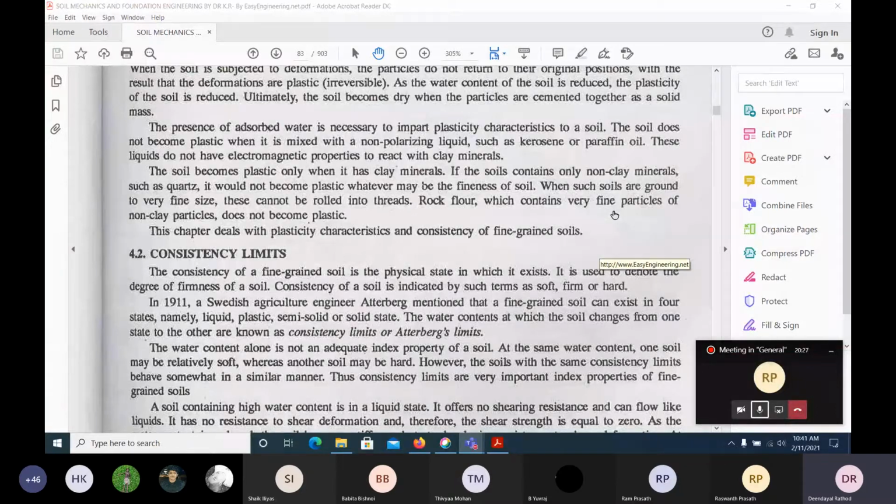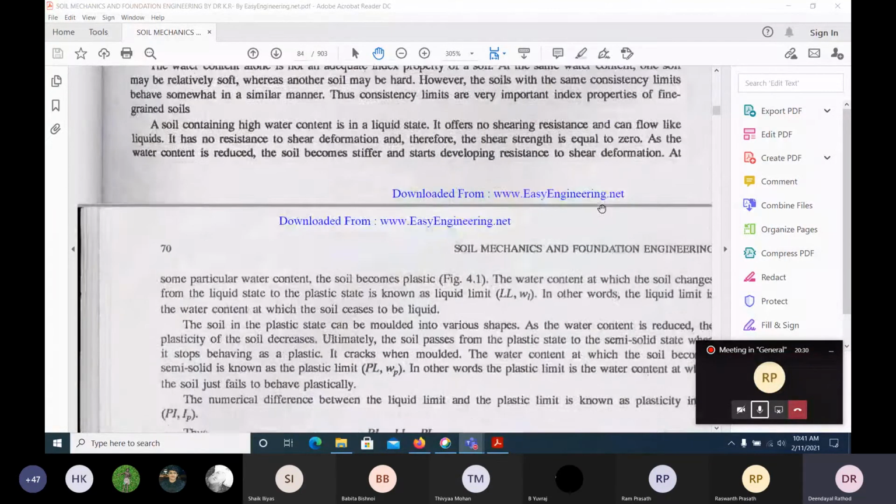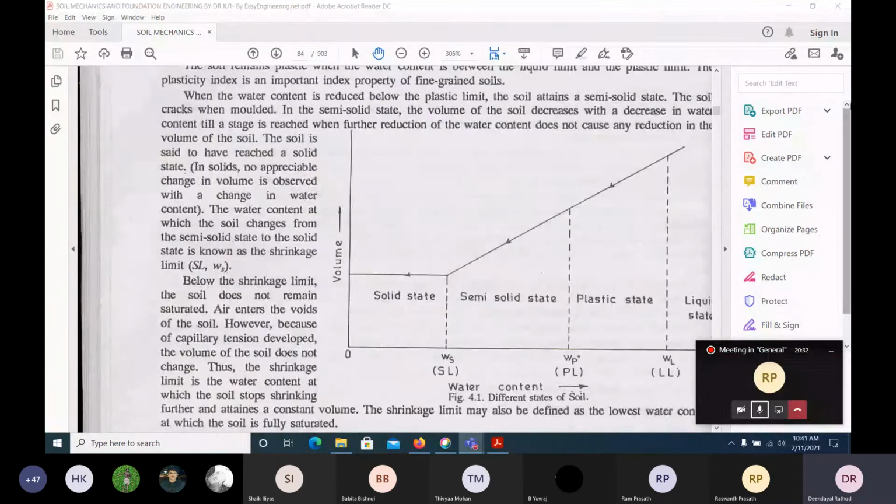Now look at this graph. Carefully observe it. Now what I'm doing is I'm plotting a graph, with volume on the y-axis and water content on the x-axis. I'm taking a soil.